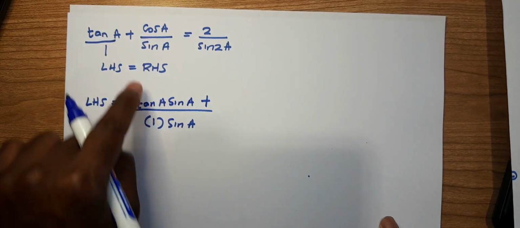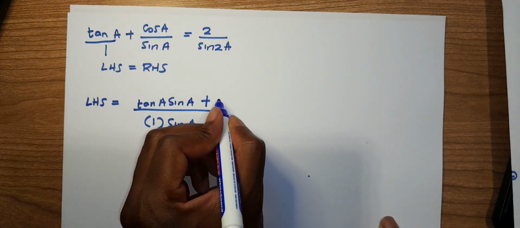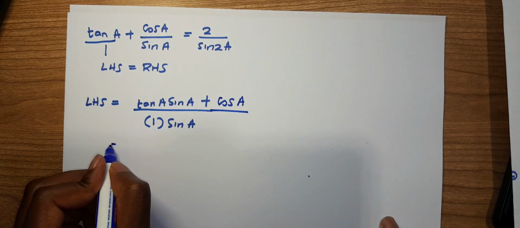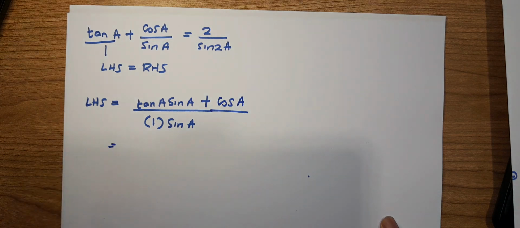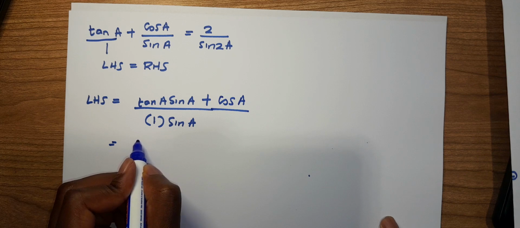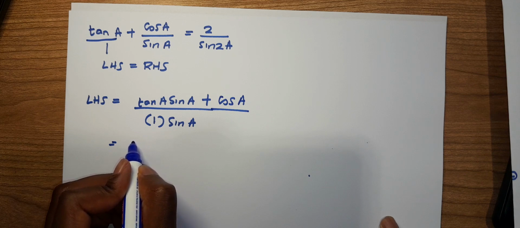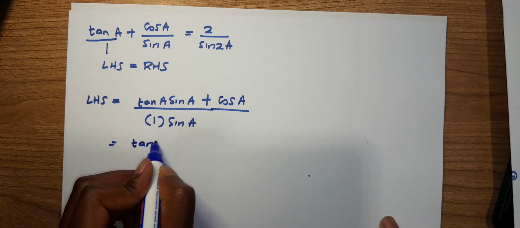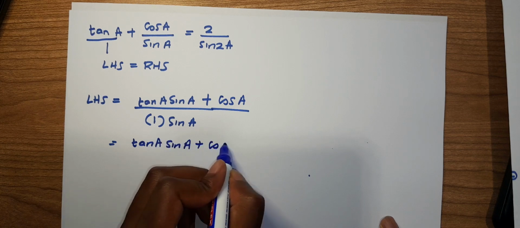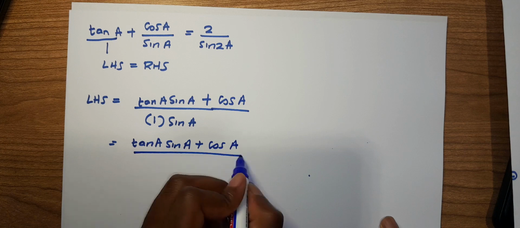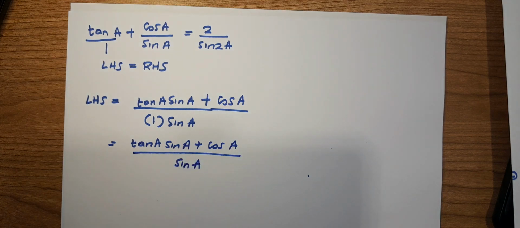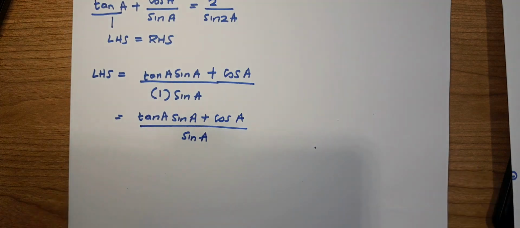And then this and this will times, and then I'm going to have the cos of A. So in other words, I'm having the tan of A sine A plus the cos of A divided by the sine of A, right?